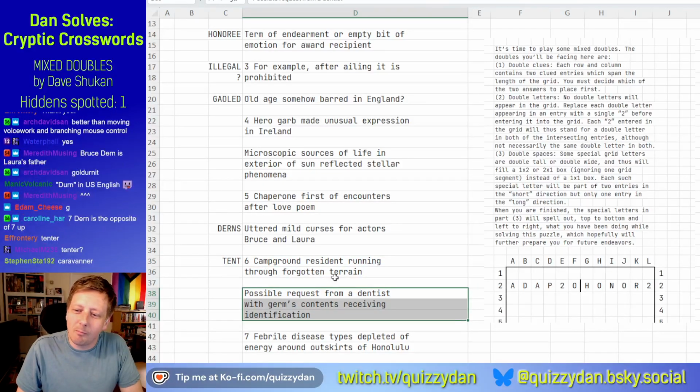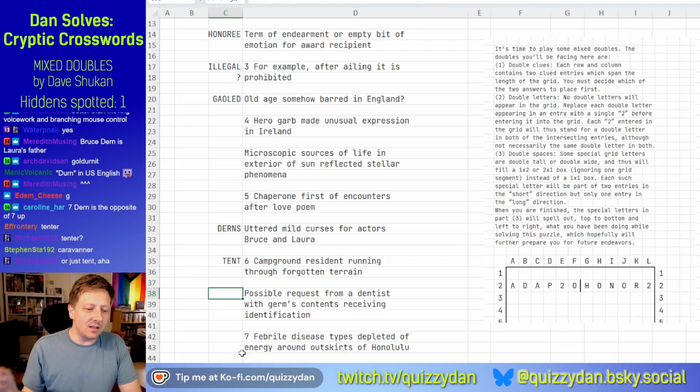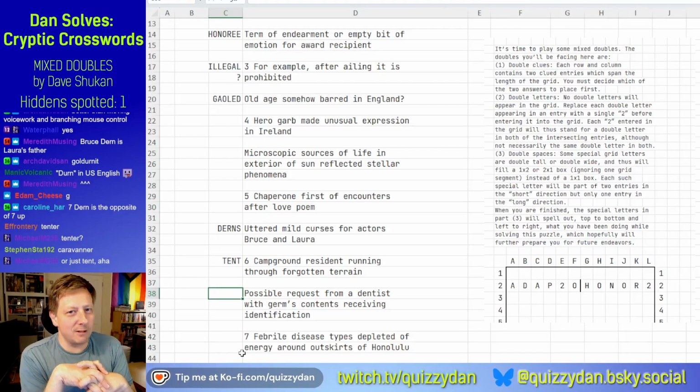Tenter could be. Possible request from a dentist. Is it going to be gargle or spit? We'll find out. With germs contents, receiving identification. Possible it could be rinse, I guess. Possible request from a dentist. That feels like the definition. With germs contents, ER, receiving identification. Well, I want that to be ID. But that doesn't work. Spit, no. Rinse, gargle.